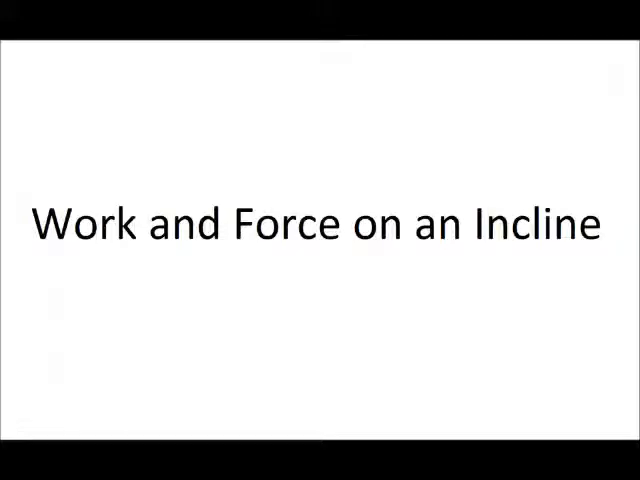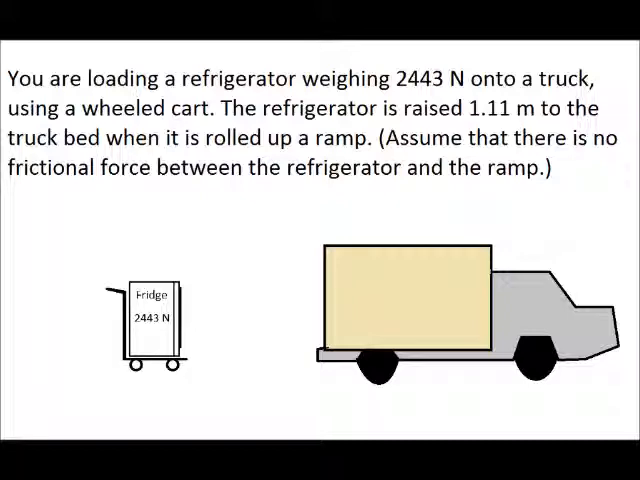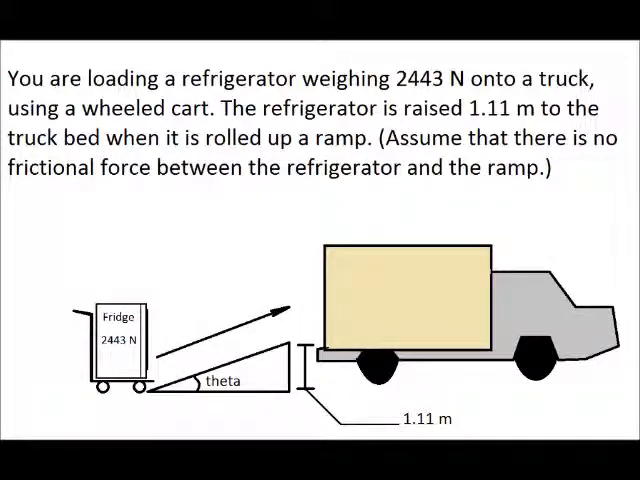Alright, so this problem is on Chapter 7. It is about force and work on an angle. And the problem reads, you are loading a refrigerator weighing 2,443 newtons onto a truck using a wheel cart. And the refrigerator is raised 1.11 meters to the truck bed when it is rolled up a ramp. And you're to assume that the ramp and the refrigerator have no friction at all in between them.